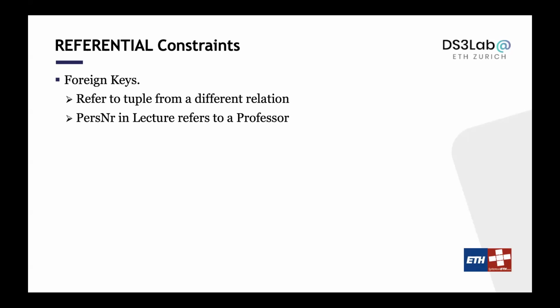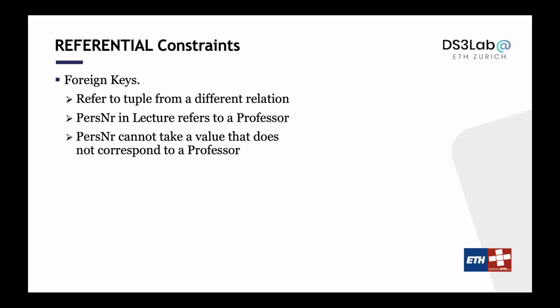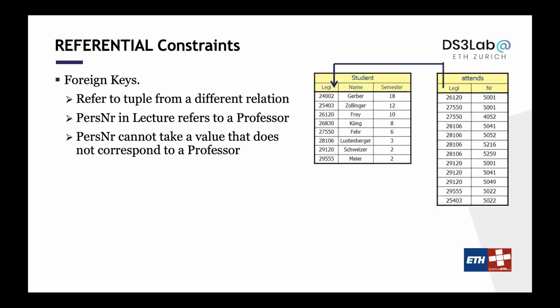Here is the motivating example. Assume I have a lecture relation which records which professor teaches which lecture, with the personnel number of that professor in this relation, and then I have another professor relation. I want to make sure every single professor in the lecture relation refers to a professor that actually exists. For example, I want to make sure the personnel number column in the lecture table cannot take a value that does not correspond to a professor.